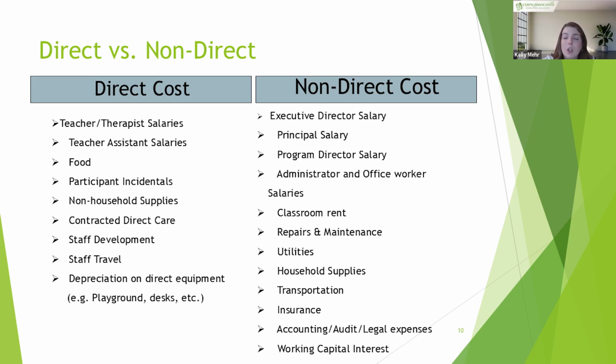So your executive director, the rent that you pay for the classroom space, any repairs and maintenance costs, insurance, utilities. So it's important to understand what's direct versus indirect so that you can make sure that costs are properly classified and so that you can properly track your indirect care percentage and make sure that you're below the threshold.